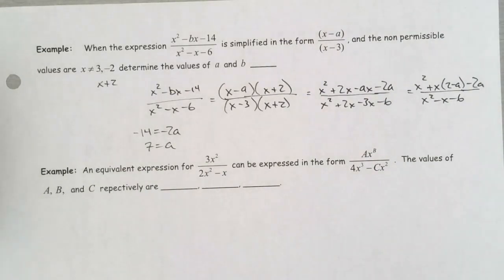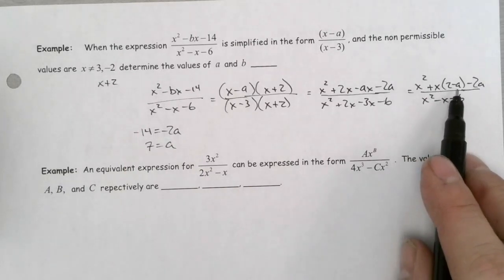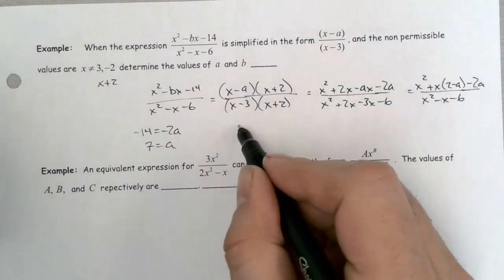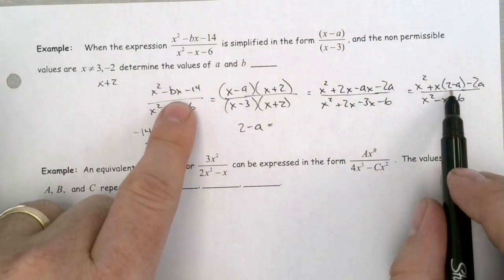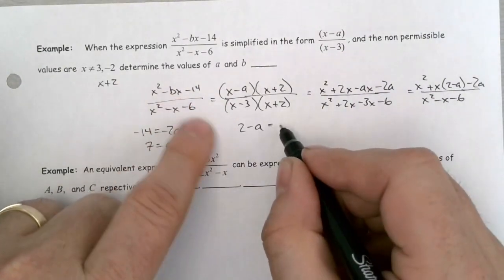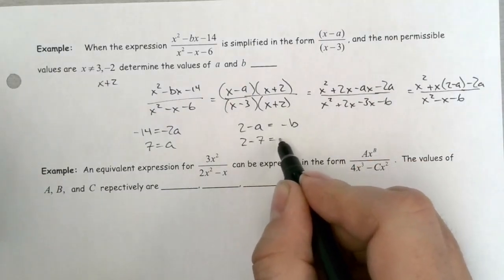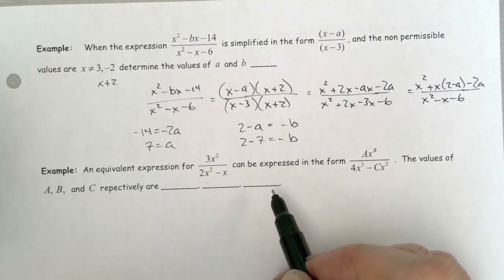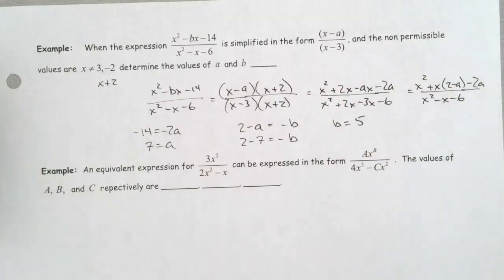Okay, that's great. Now, if a is 7, and I plug a into here, that's going to be 2 minus a. And I know, by the way, when I compare these two, that 2 minus a is going to be the same as negative b. This means that 2 minus 7 is going to be negative b. Well, 2 minus 7 is going to be negative 5. Bring that negative back over, and I get that b is equal to 5.